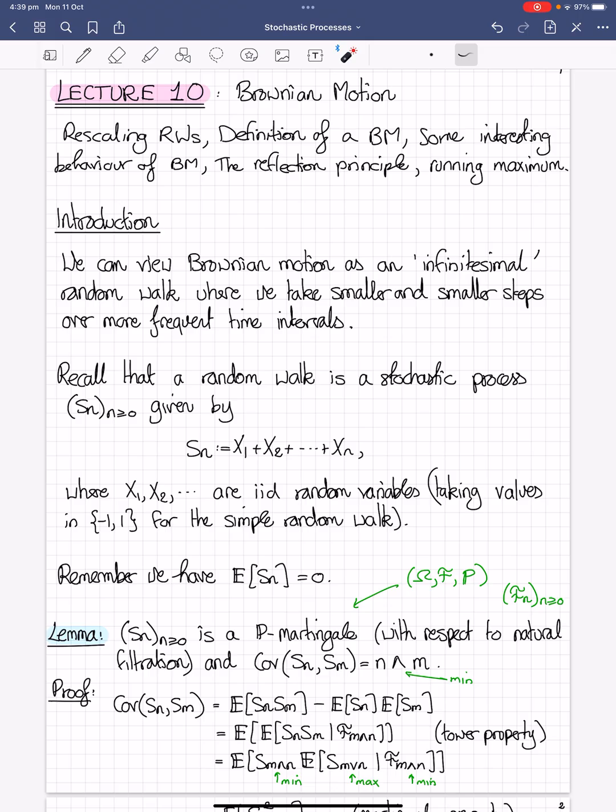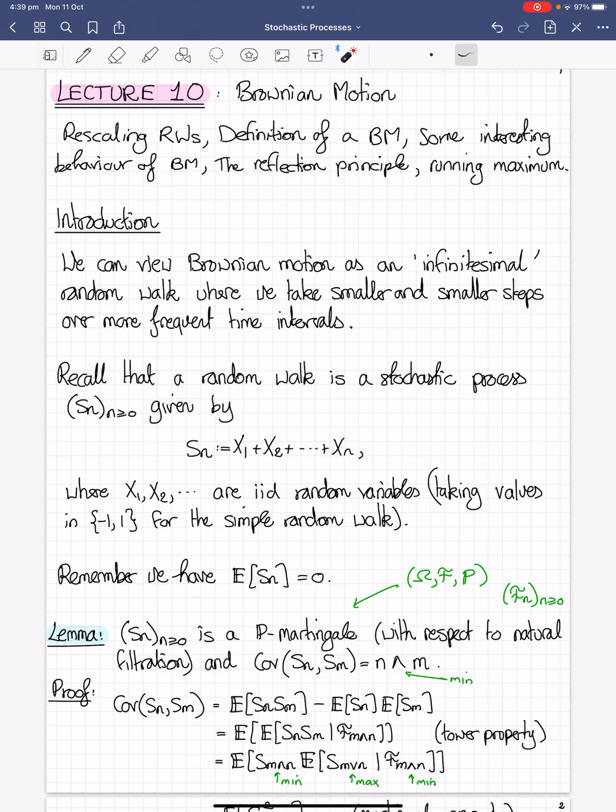To do that, I'm going to start by talking about rescalings of random walks. Then I'm going to give you the definition of a Brownian motion. I'm going to talk about some interesting behavior that the Brownian motion has, the reflection principle, which is something that we saw for the random walk, and we'll show that similar kinds of ideas hold for the Brownian motion. And then I'm going to talk about the distribution of the running maximum.